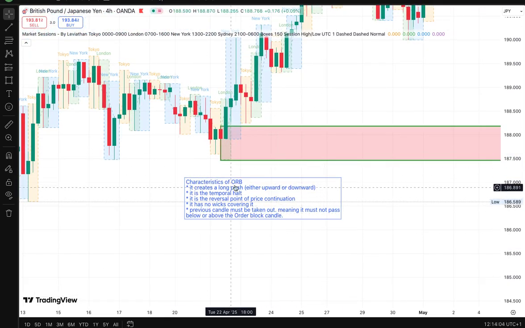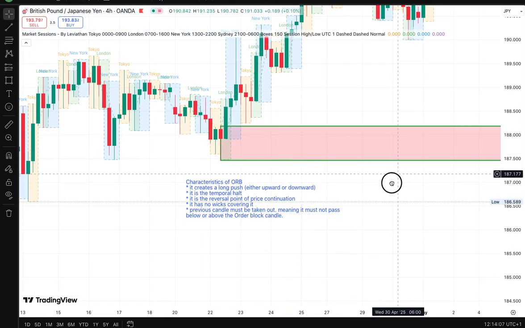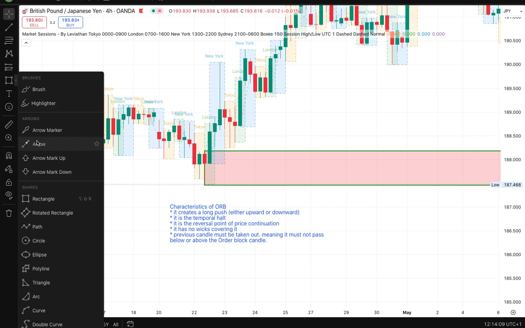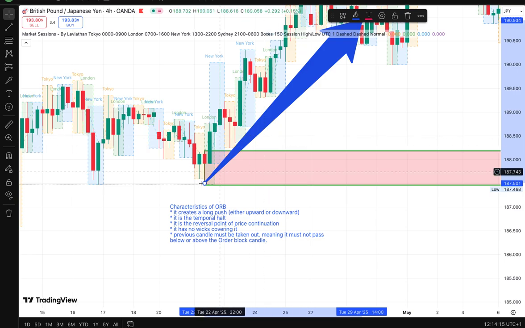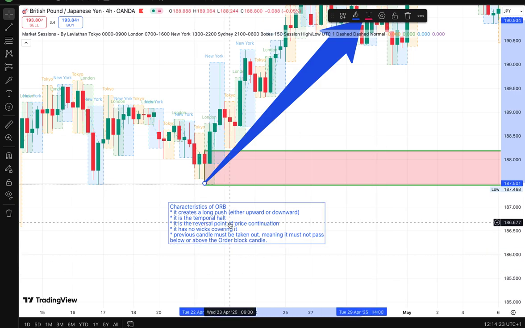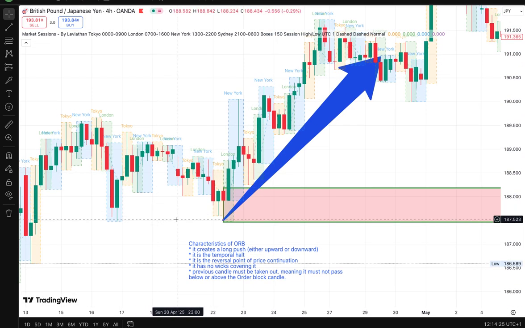Now, it creates a long push, either upward or downward. You can see it created a long push. This is the candle I'm talking about, this very red candle. It created a long push to the upward. It is a temporal hot. Yes, there's a temporal hot here because after this candle, there's no candle coming down again. It is a reversal point of price.